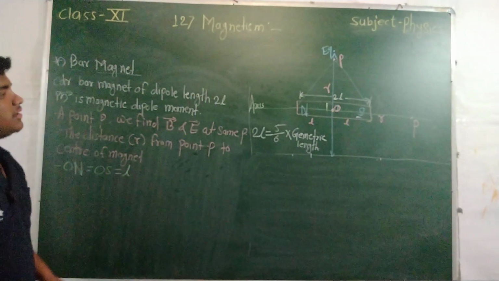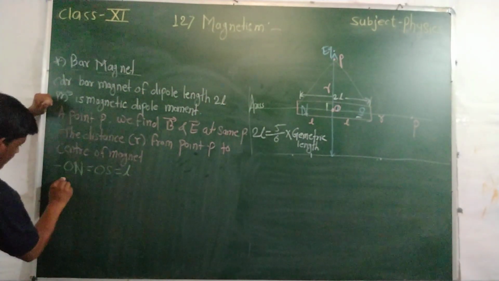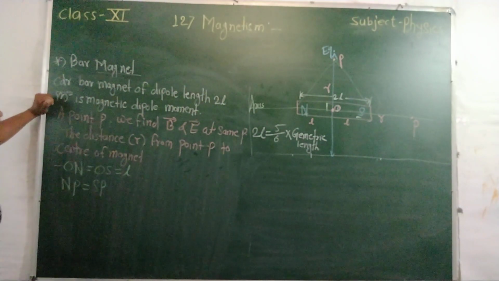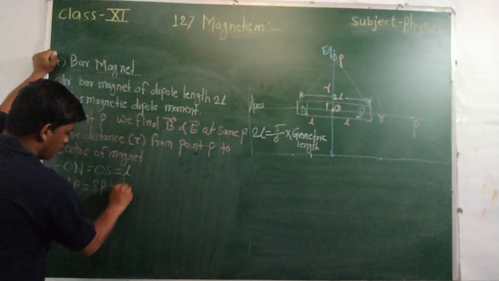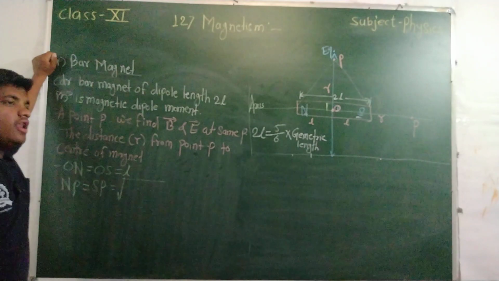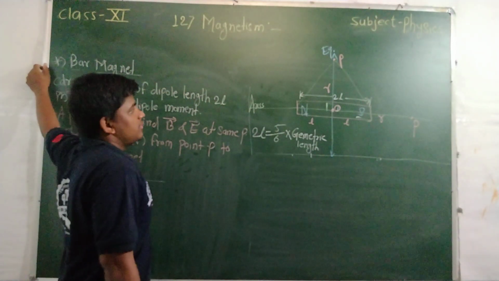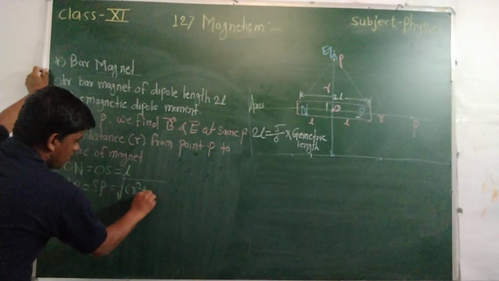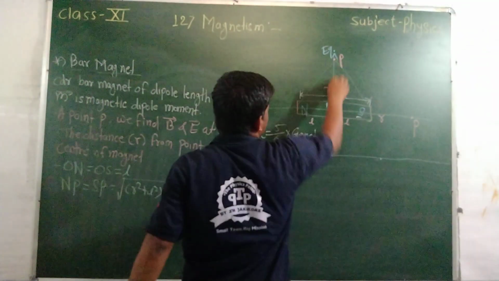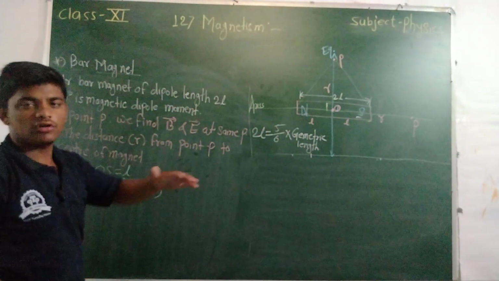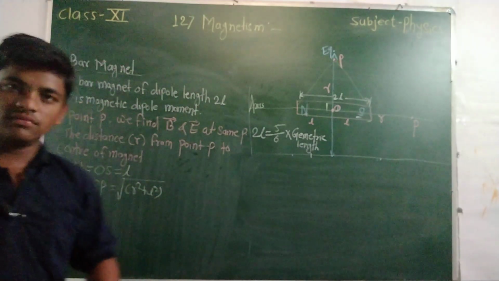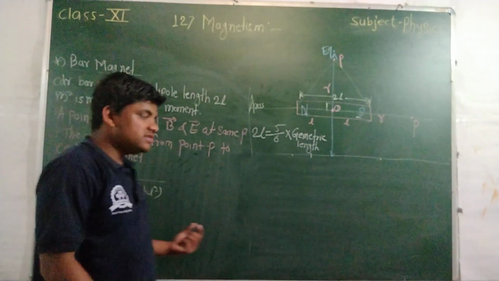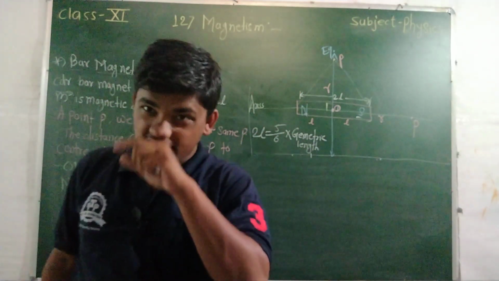How can I calculate using the Pythagoras theorem? The distance NP or SP is equal to under root, the square of the hypotenuse, which is R square plus L square. They are perpendicular to each other, that makes 90 degrees. This is all about it. Then we can find the length between them, and let's start.